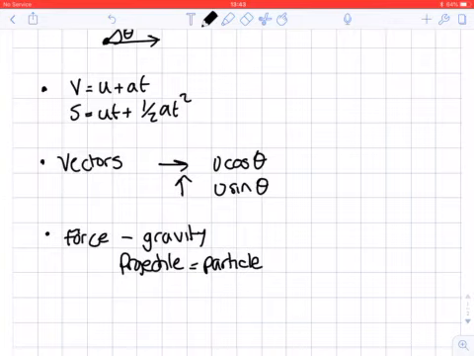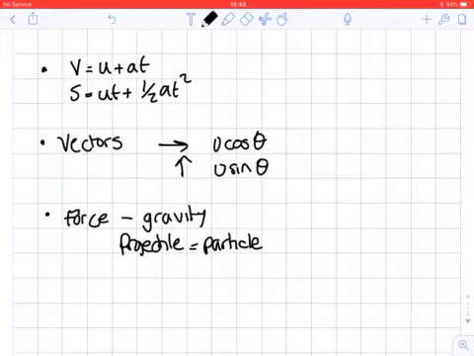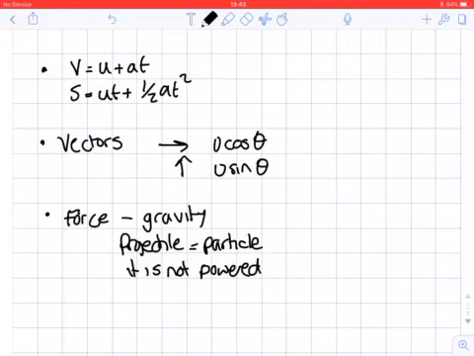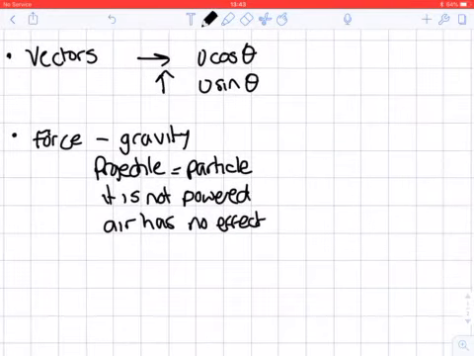Obviously, if you moved on to do this at a higher level, we would remove that idea of the projectile being a particle. Other things about the projectile is that we assume it is not powered. Obviously, it's got no engines or anything like that, and it's free to fly through the air. And mentioning air, it has no effect. We discussed this when we were doing CVAT equations. We do not take into account air resistance.